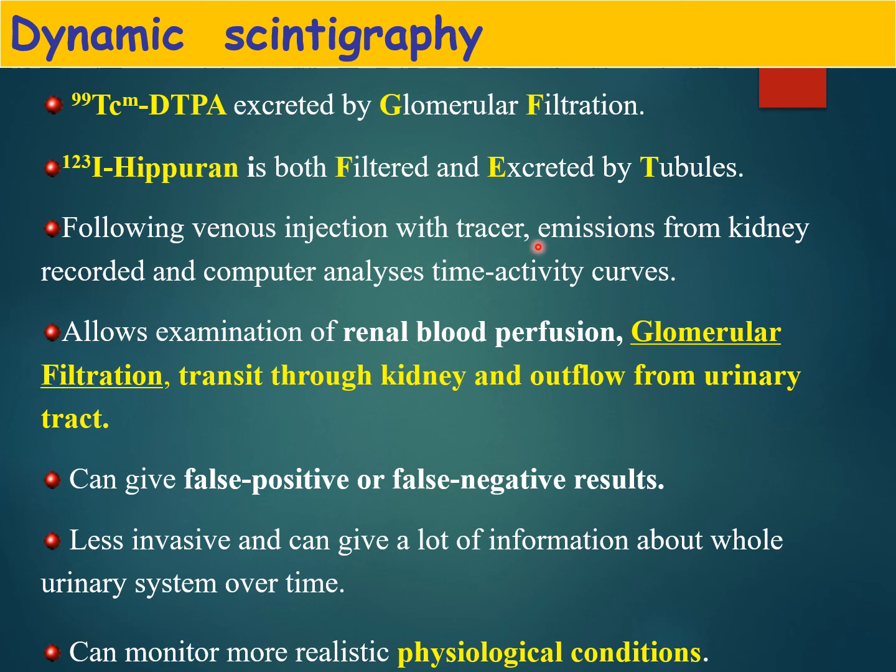Following the injection of the tracer, the emissions from the kidney are recorded with computer analysis. This is not as simple as a picture, but involves computer interpretations and curves. We shall see a picture for it. It allows examination of the renal perfusion, glomerular filtration, transit through the kidney, and outflow from the urinary tract to the bladder and the urethra.